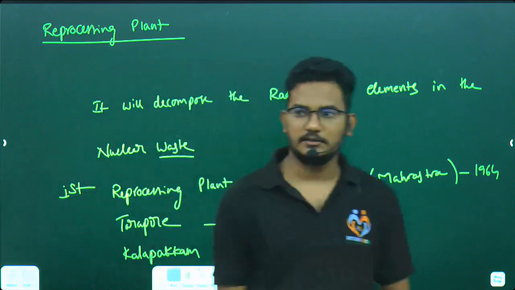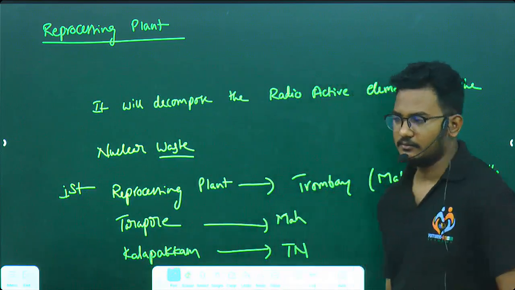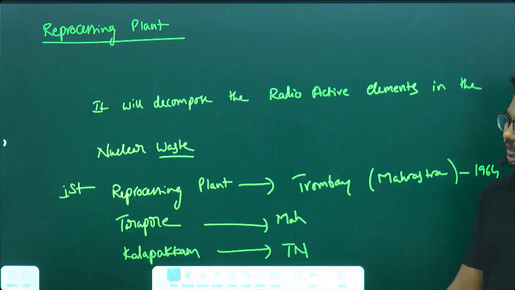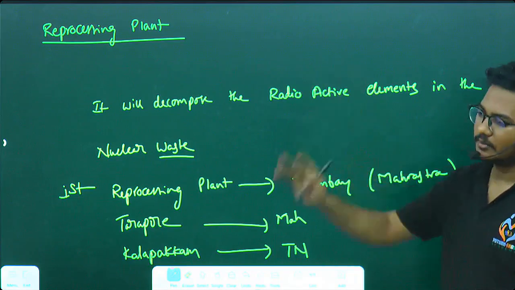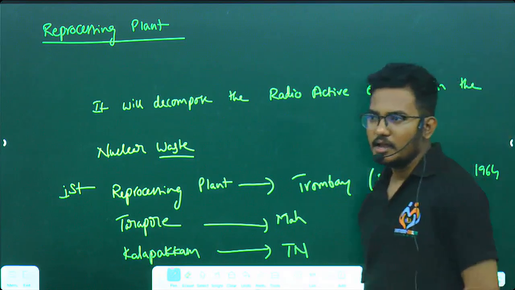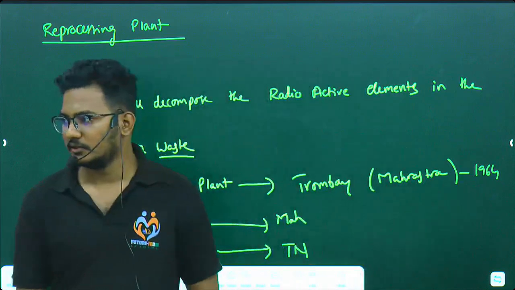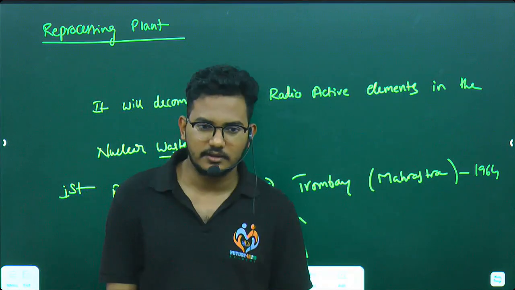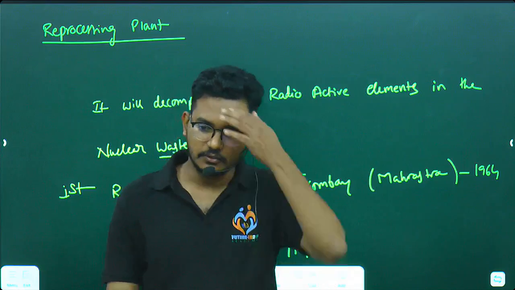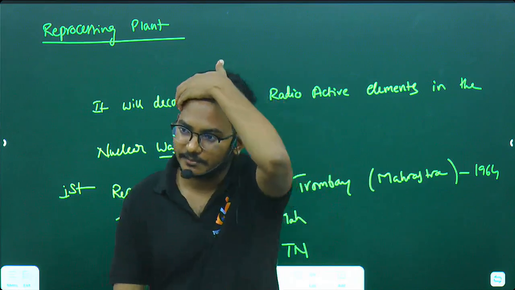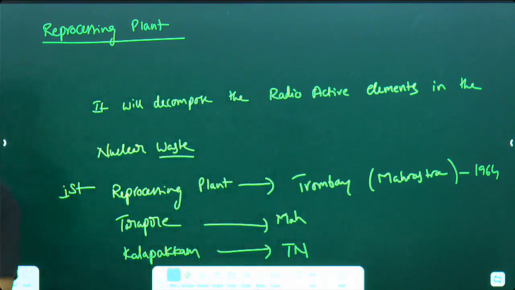So in India we have 3 reprocessing plants. In the world, only 4 countries have this reprocessing plant. Even the technology of the reprocessing plant is rare. So India is one of the 4 countries. Keep a note point: India is the 4th country to have this reprocessing plant.